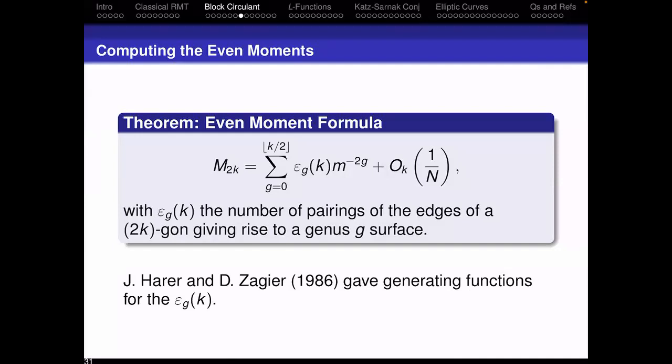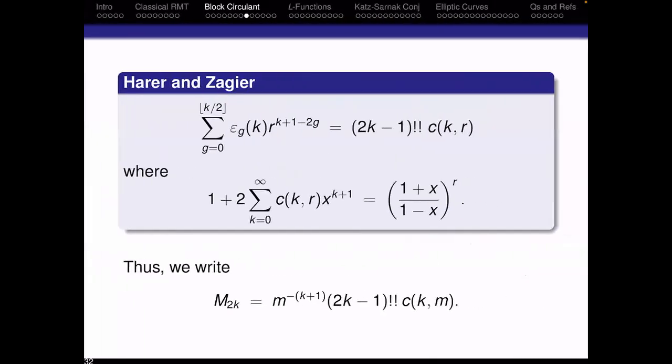So we have this beautiful formula for the 2kth moment. And we do know formulas for the epsilon g,k. Okay, and so what they proved is that the epsilon g,k satisfy this beautiful relationship. This sum is equal to (2k minus 1) double factorial times C_{k,r}, where the C_{k,r} are the coefficients of the following. So we can write the 2kth moment as this nice product: (2k minus 1) double factorial times these coefficients, C_{k,m}. And we have an explicit formula for the 2kth moment.